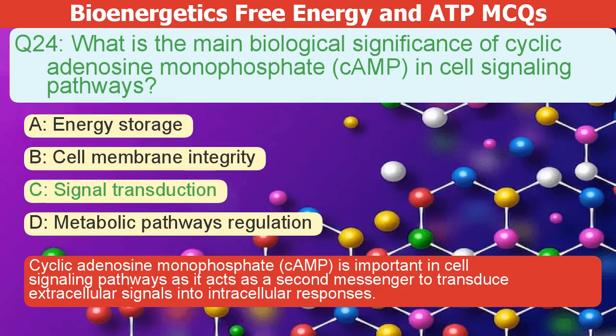The correct answer is C. Cyclic AMP, or cAMP, is important in cell signaling. It acts as a second messenger, transducing extracellular signals into intracellular responses.